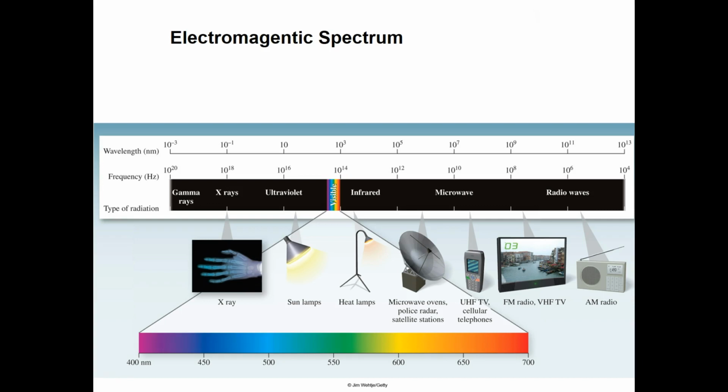And so if we go from left to right, wavelength is increasing, frequency is decreasing, and if you look at the type of radiation, the energy of those, as we go from left to right, the energy is decreasing. So frequency and energy are directly related, they're directly proportional to one another, whereas wavelength and energy are inversely proportional to one another.